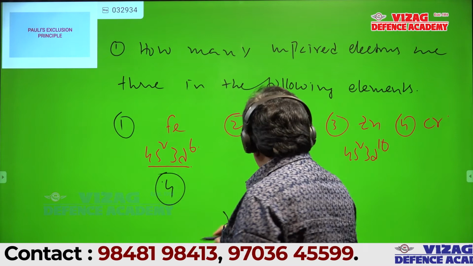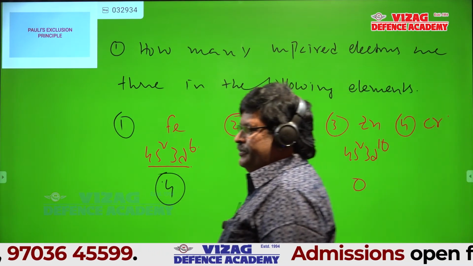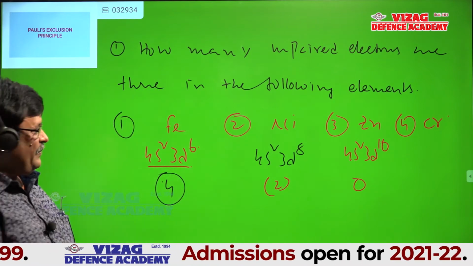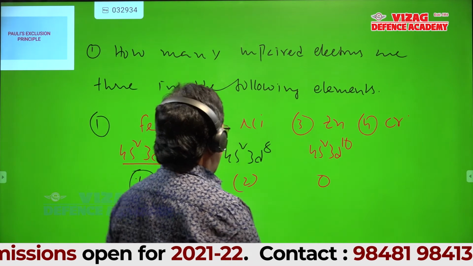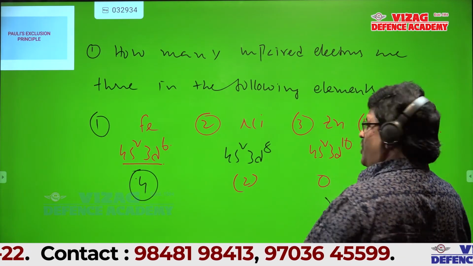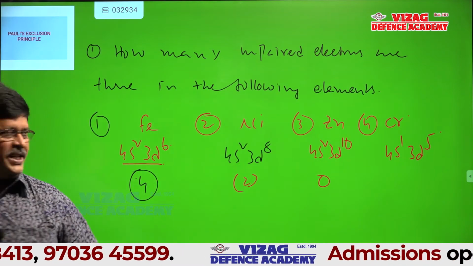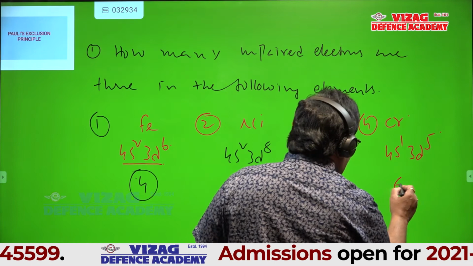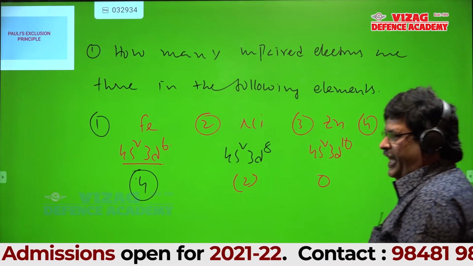So can anyone tell how many unpaired electrons? Zero. Answer. Chromium: 4s1, 3d5. So how many unpaired electrons are there? 6. Correct. That's it, students. Is it okay?